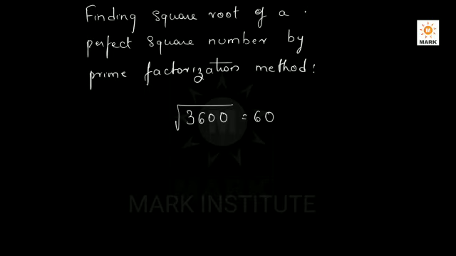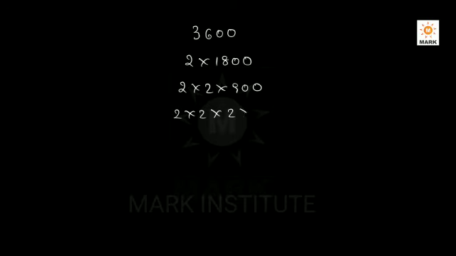Friends, we know very well any composite number can be written as a product of prime numbers, right? So 3600 is also a composite number. So I am going to prime factorize 3600. First it can be written as 2 into 1800. So it can be written as 2 into 2 into 900. So it can be written as 2 into 2 into 2 into 450. Like that we can go on: 2 into 2 into 2 into 2 into 225.